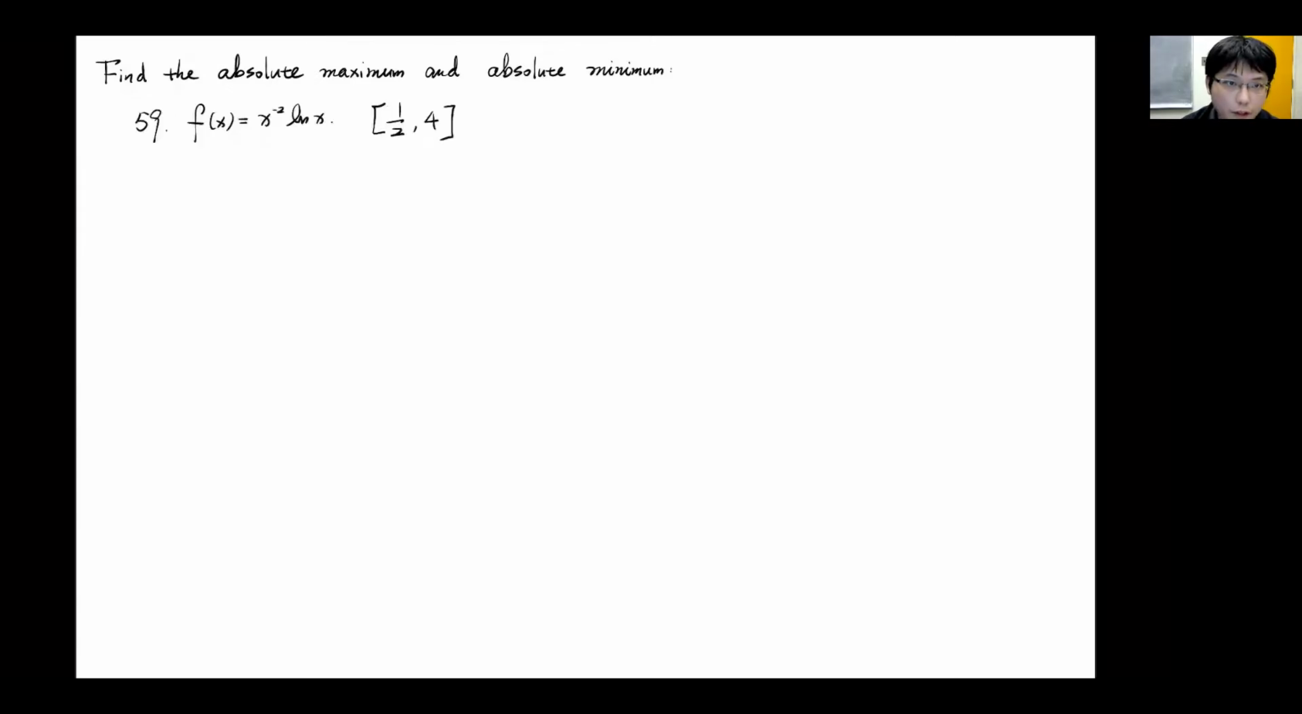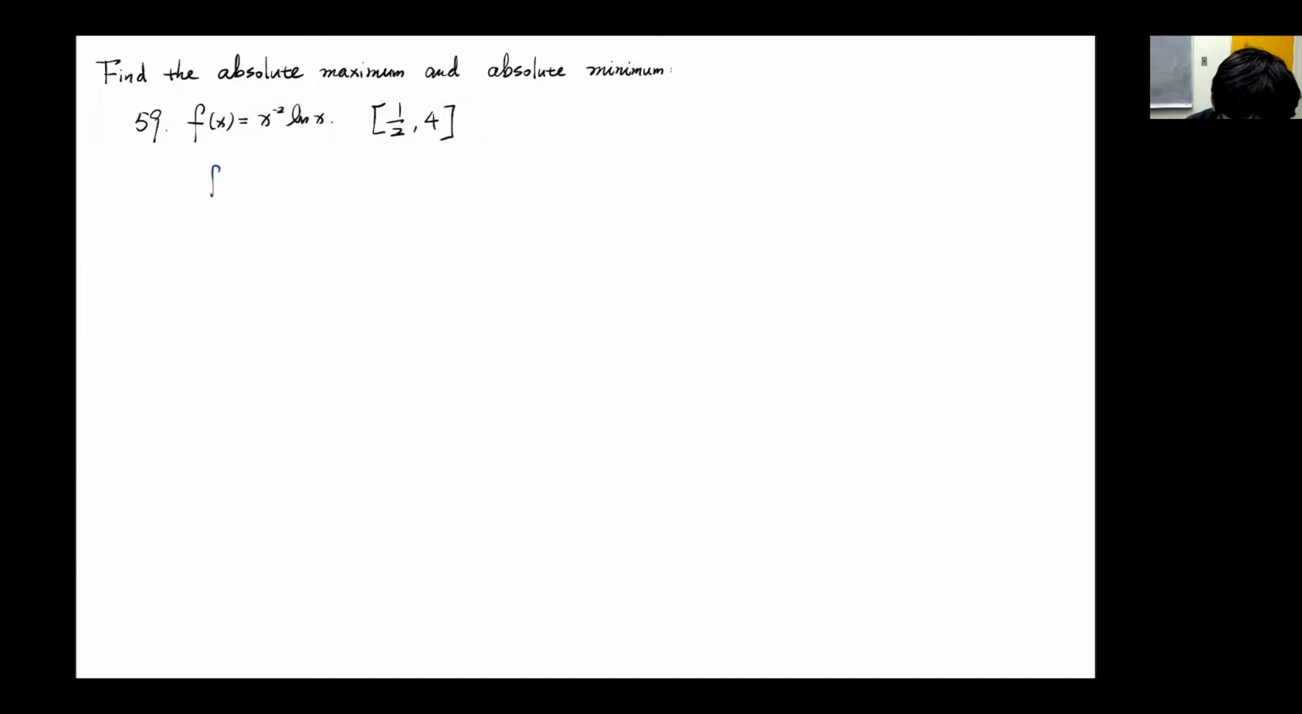Let's look at number 59. We want to get the absolute maximum and the absolute minimum of this function, f of x equals x to the minus 2 power times natural log of x, and the range is x between 1/2 and 4. So, well, the drill is the same.